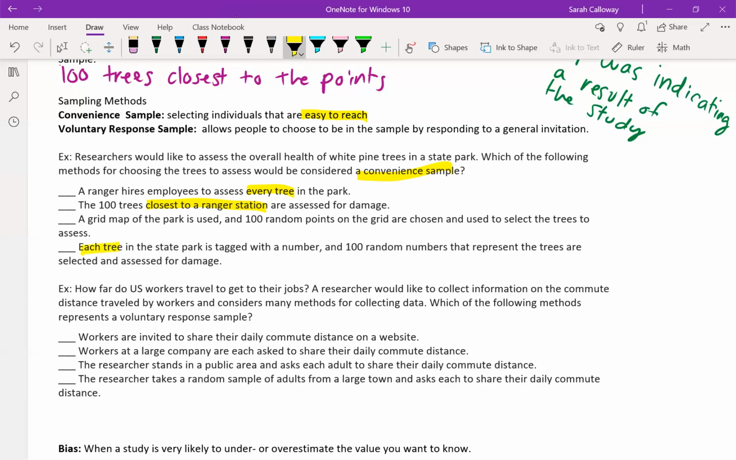So the correct answer would be the 100 trees closest to the ranger station. Okay, so closest is convenient. It's easy to reach. The next one's asking about a voluntary response. So remember, this is where I'm just putting out a general invitation and I'm inviting whoever wants to respond to respond. Okay, so how far do US workers travel to get to their jobs?